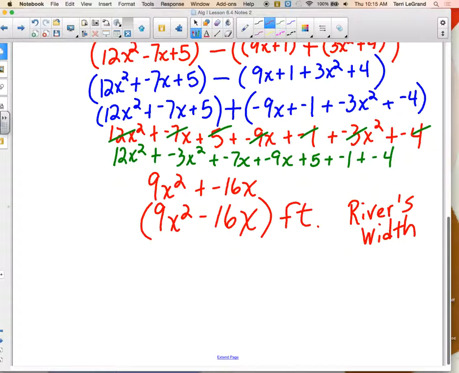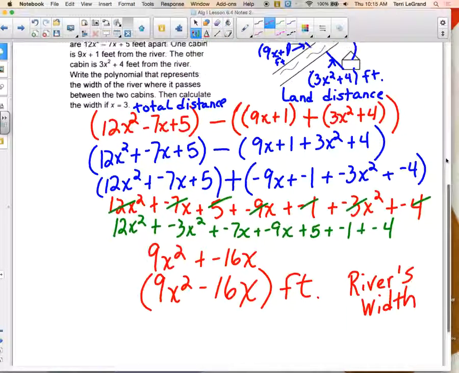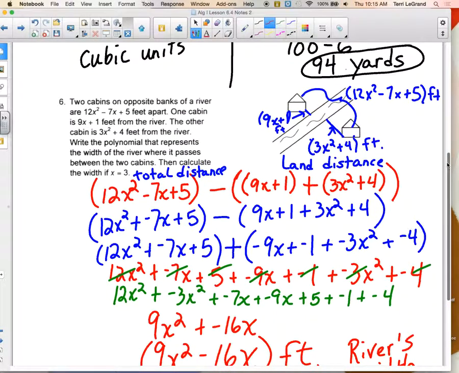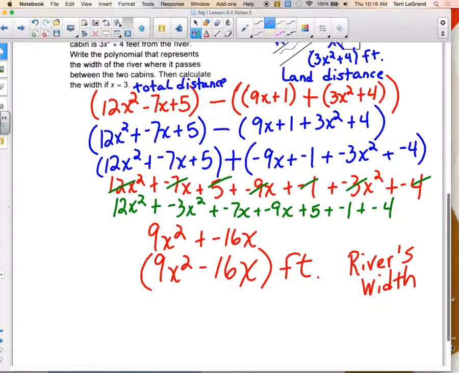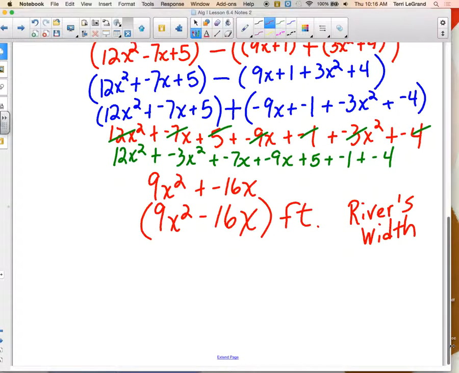So in other words, if we added that to both of those land distances, it better take us back to the total distance that they gave us in the beginning of this. But I think they asked us to do one more thing. They said, then calculate the width if x equals 3. So that's going to be easy. We're going to put in 3 where we have x's and follow order of operations properly.